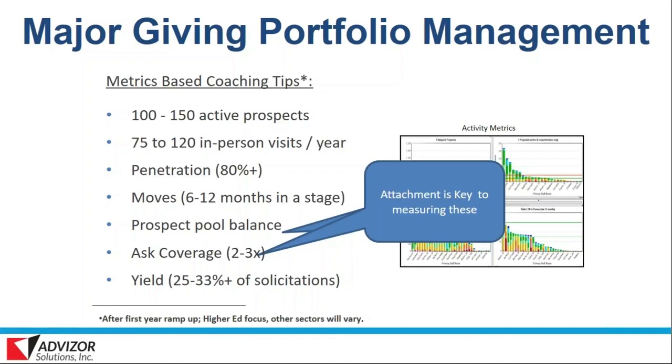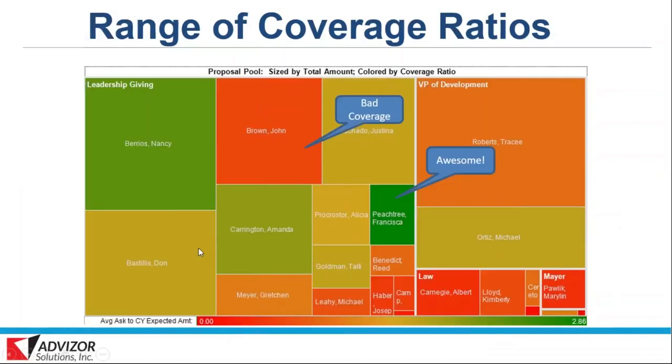So in our way of thinking, doing this is really important to making sure the entire pool is being managed well. And attachment is a key part of figuring this out. So a graphical way of looking at this is here's a bunch of field officers, and they're in different groups. This is the leadership giving group, the VP of development group, the law group, the mayor group. And again, on the healthcare side, this could be different areas of research. It could be oncology, it could be cardiology, you can figure that out.